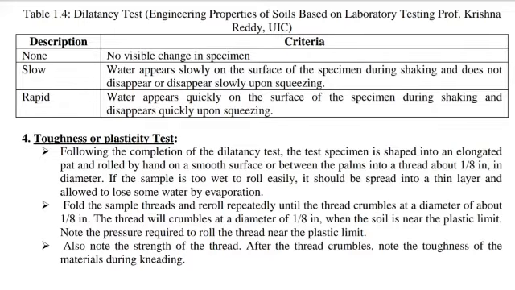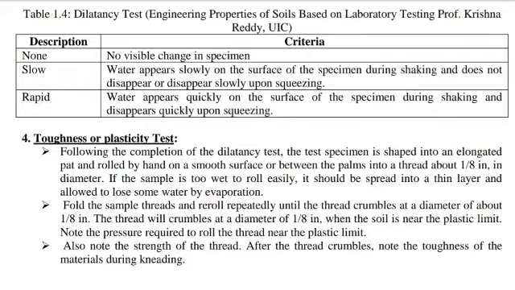4. Toughness or plasticity test. Following the completion of the dilatancy test, the test specimen is shaped into an elongated pad and rolled by hand on a smooth surface or between the palms into a thread about 1/8 inch in diameter.